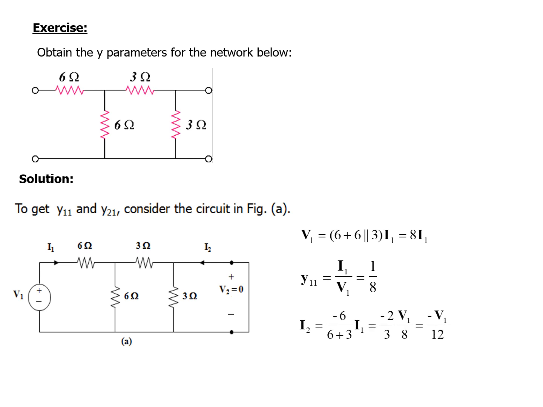1 over 8. And for I2, this is the current division. So I2 is a current division from I1. And why is it negative? Because the direction of I2 is negative. So it's negative 6 over 6 plus 3, the 6 ohms and the 3 ohms in parallel. And that will give us minus 2 over 3 times V1 over 8, because I1 is V1 over 8. And we have I2 equals minus V1 over 12. And we'll get Y21 equal to I2 over V1, and that is minus 1 over 12.